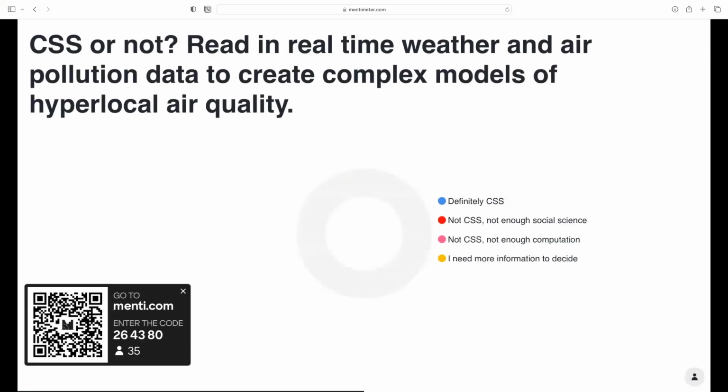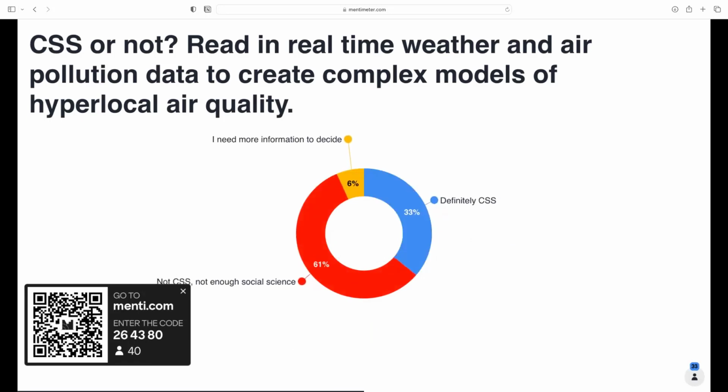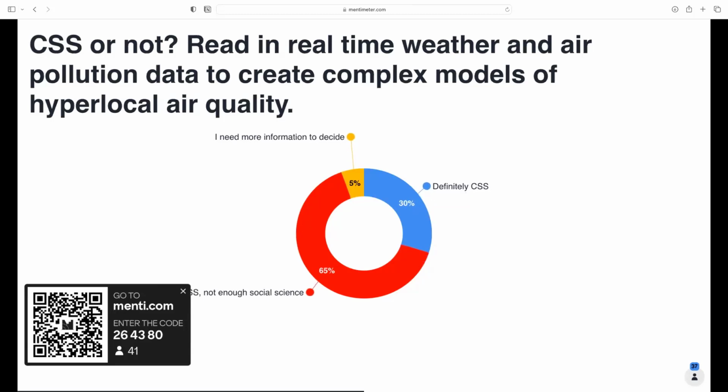So is this CSS or not? Reading in real-time weather and air pollution data to create complex models of hyperlocal air quality. What do we think? It looks like the majority have agreed that this is not CSS due to a lack of a social science focus. We'd have to think about whether there is a link between hyperlocal air quality and human behavior. From this statement, it doesn't look like there's any social science question going on here.